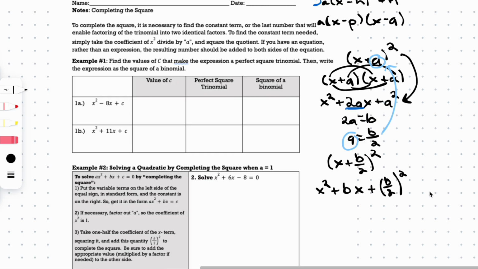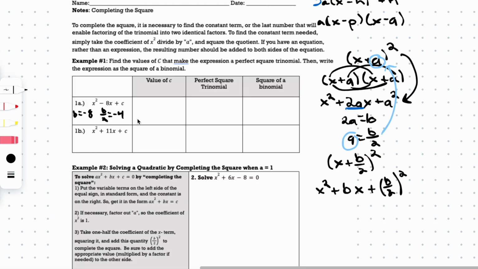Okay, and this is going to give us a perfect square trinomial, which essentially means we can write it like this, where we have x plus something in parentheses, a binomial squared. So in this case, what's our value of b? Our value of b is -8. b equals -8.